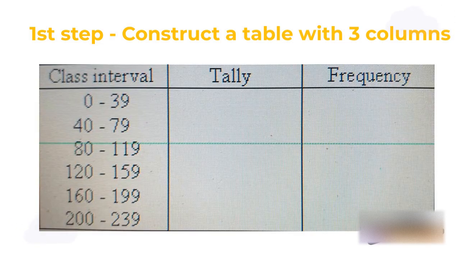The first step in doing the frequency table is to construct a table with 3 columns, as you can see in this picture below. And then write the data groups or class intervals in the first column. The size of each group is 40, so the groups will start at 0, 40, 80, 120, 160, and 200 to include all of the data. Note that in fact we need 6 groups.